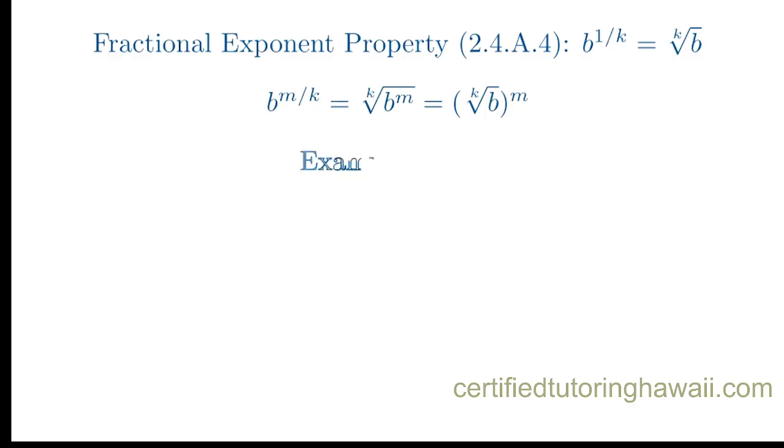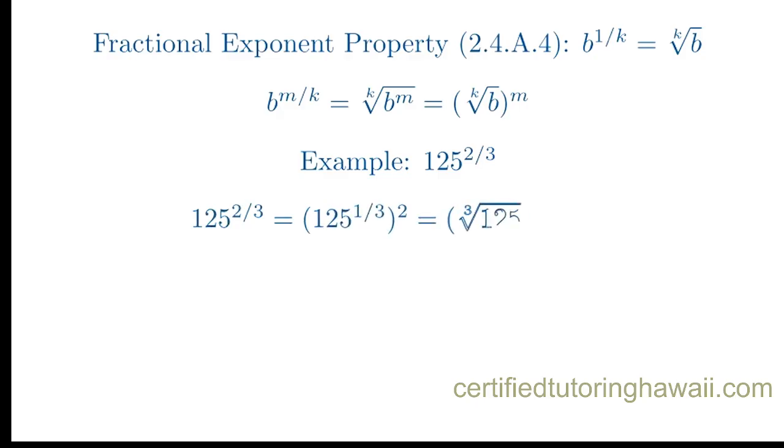Let's look at an example, 125 to the power of 2/3. Using the power property, we can rewrite this as the quantity 125 to the power of 1/3, all raised to the power of 2. The 1/3 exponent is the cube root. The cube root of 125 is 5, so this simplifies to 5 squared. And 5 squared is 25. By rewriting the fractional exponent, we were able to simplify the expression significantly.